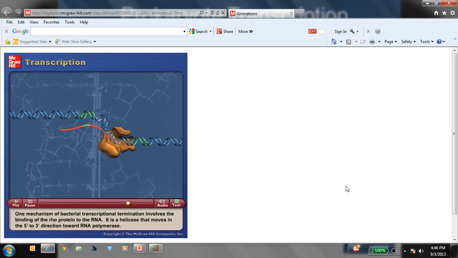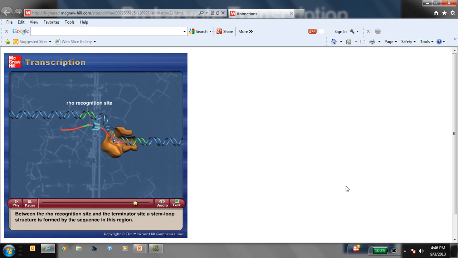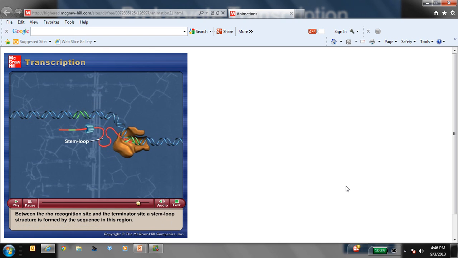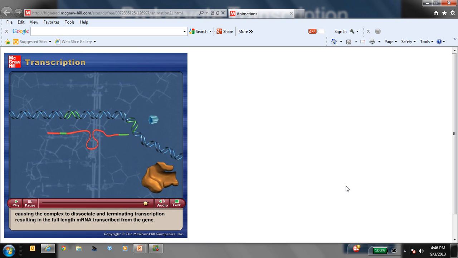One mechanism of bacterial transcriptional termination involves the binding of the Rho protein to the RNA. It is a helicase that moves in the 5' to 3' direction toward the RNA polymerase. Between the Rho recognition site and the terminator site, a stem loop structure is formed by the sequence in this region. This stem loop structure halts the movement of RNA polymerase, and the Rho protein then moves to the RNA polymerase complex, causing the complex to dissociate and terminating transcription, resulting in the full-length mRNA transcribed from the gene.